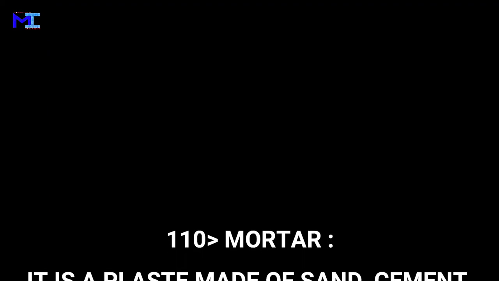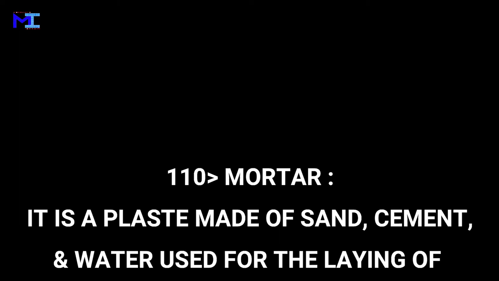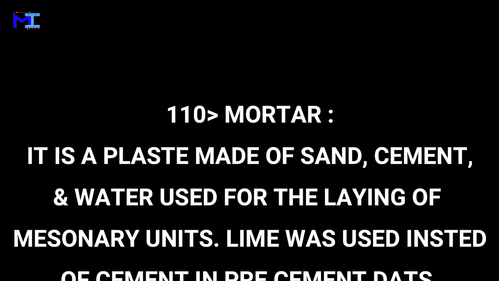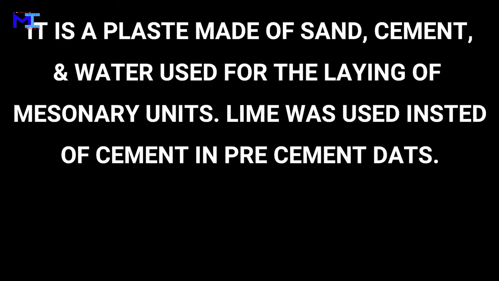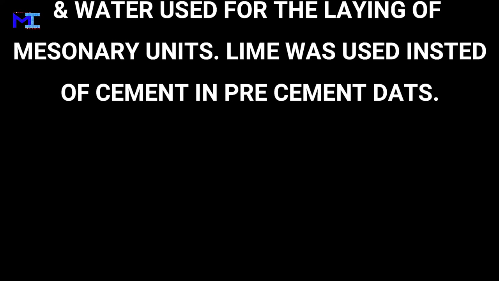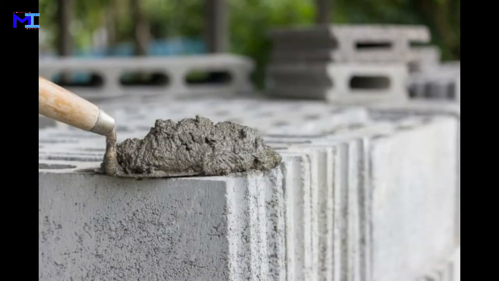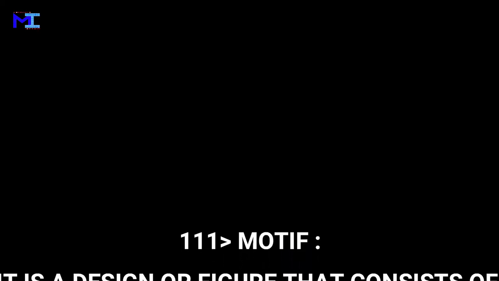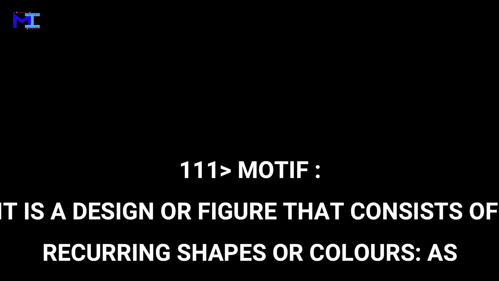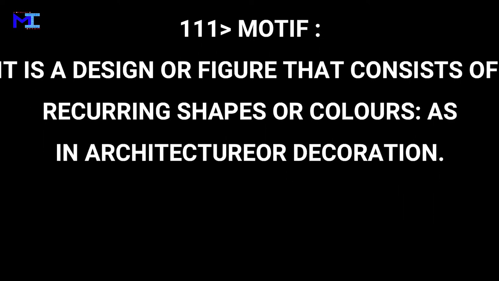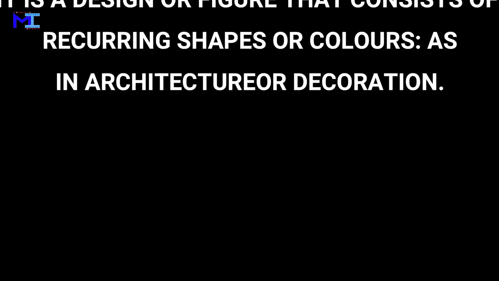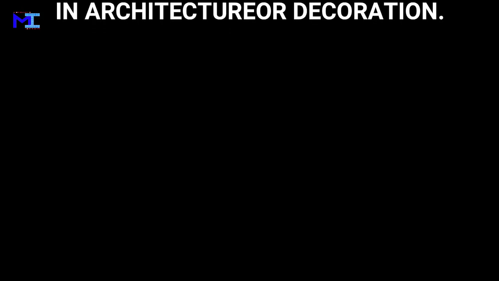Mortar. It is a plaster made of sand, cement, and water used for the laying of the masonry units. Lime was used instead of cement in pre-cement days. Motif. It is a design or figure that consists of recurring shapes or colors, as in architecture or decoration.